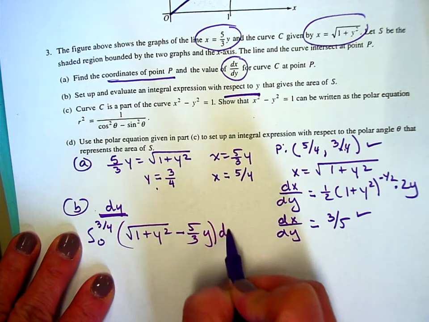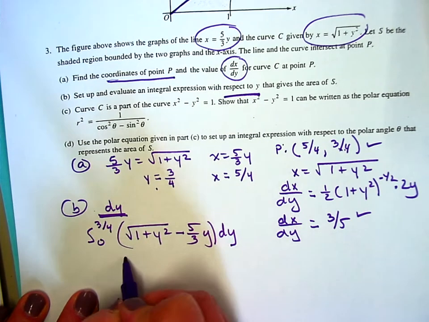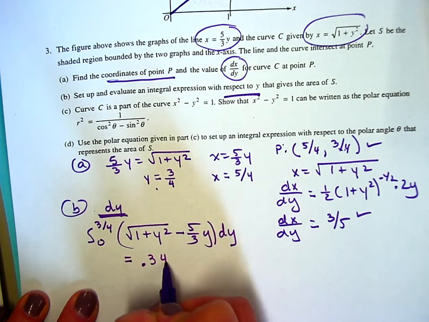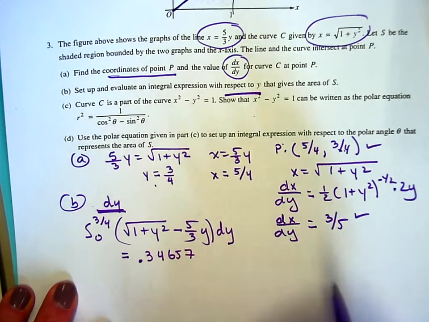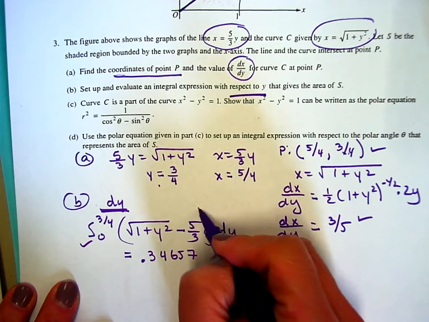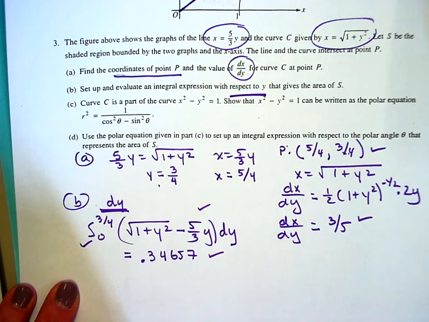So this is my area, and punch this out in your calculator. 0.34657 is my value. It is 1 point for the correct bounds, 1 point for the integrand, 1 point for the value. So 3 points part B.